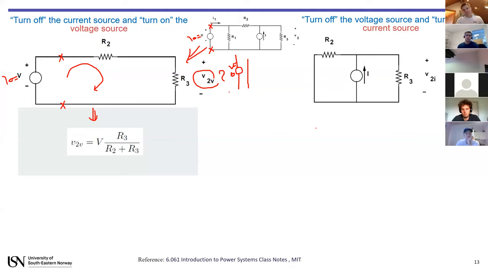Can you see? Okay, and here is the result. You have the current source, you have R2 and R3, and we want to calculate V2. How can we calculate V2 here?